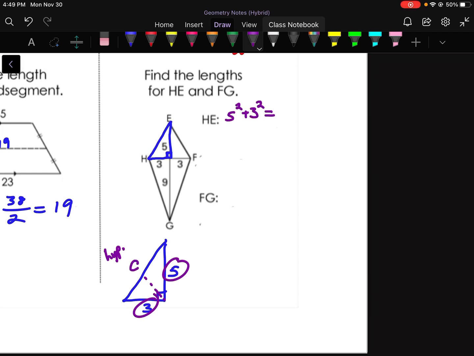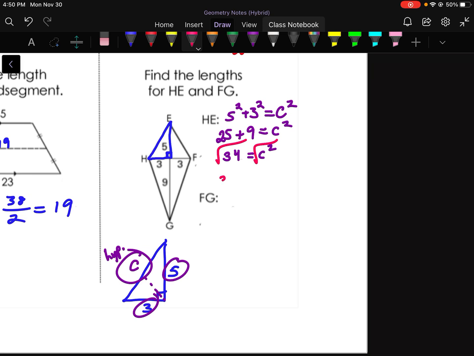Now the hypotenuse is always c. That one does matter. C squared. Or if you want to call it HE, that's fine. So 5 squared is 25, plus 3 squared is 9. 25 plus 9 is 34, so that equals c squared. I want just c, though. So to get just c, we're going to take the square root.